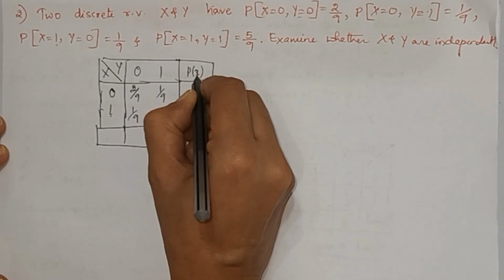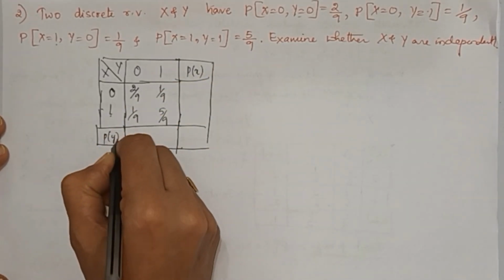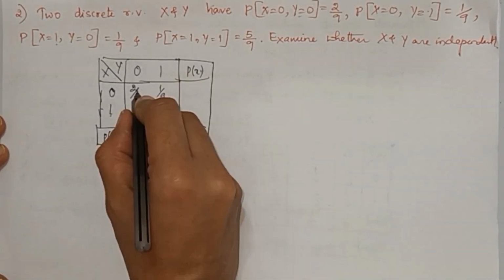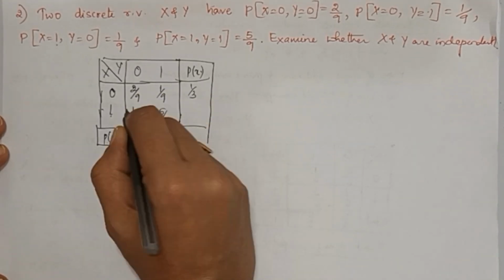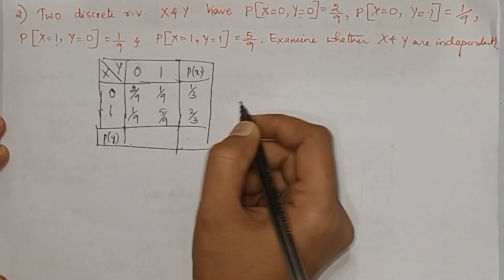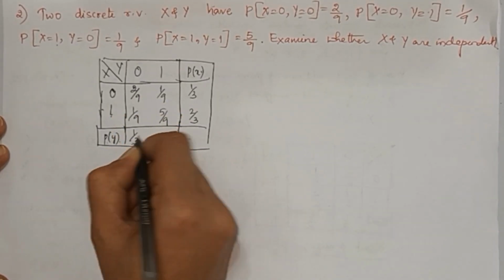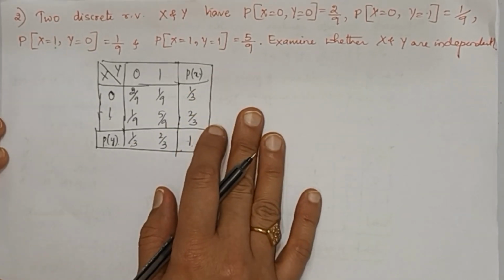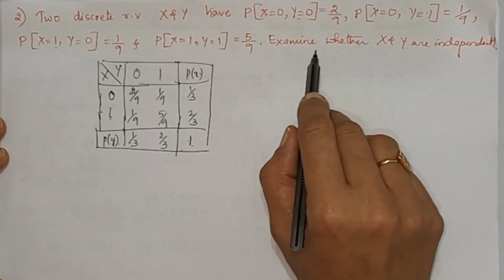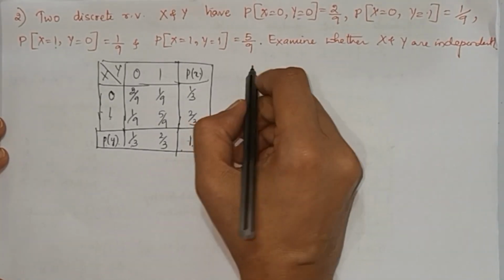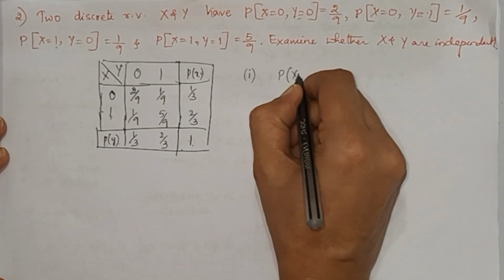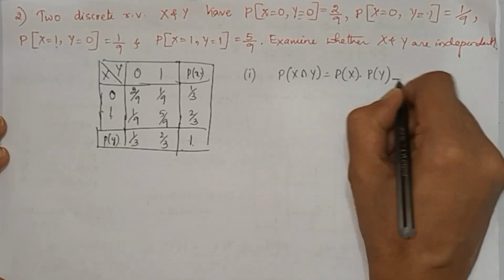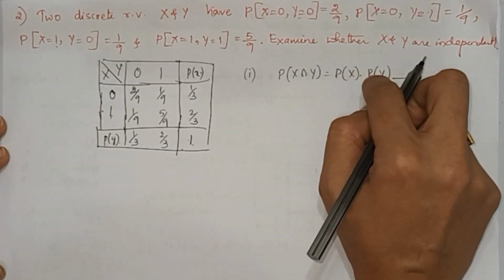Then here you will get p of x, that is the row total. Here you will get probability of y, the marginal probability. So add up all these values. 3 by 9 means 1 by 3. This 6 by 9 means 2 by 3. This is 3 by 9, 1 by 3. 6 by 9, 2 by 3. Both add up to the value 1. This is the joint probability distribution table. Now you have to check whether these events are independent. So for independence of events, p of x intersection y should be equal to p of x into p of y, and should be satisfied at each value of the random variables x and y.